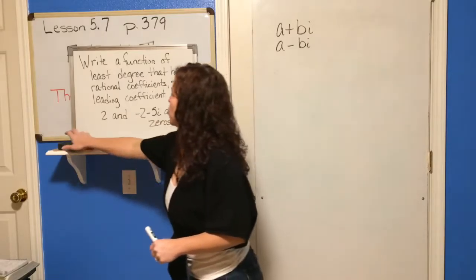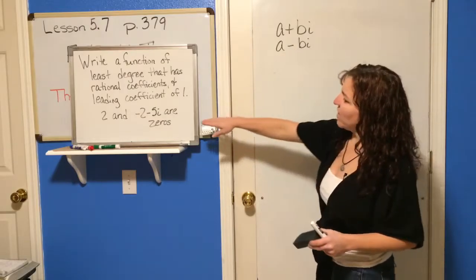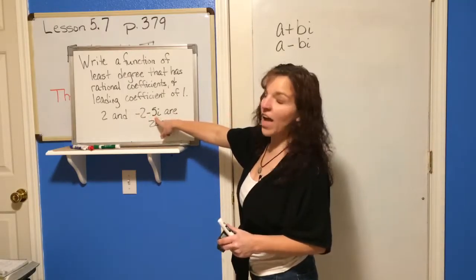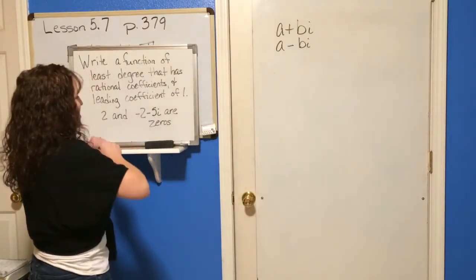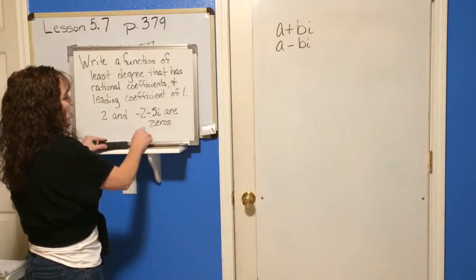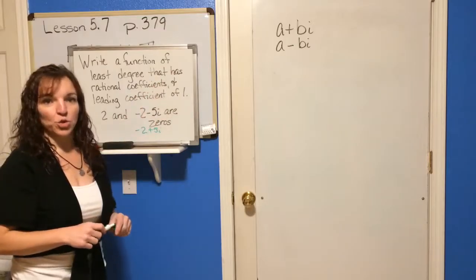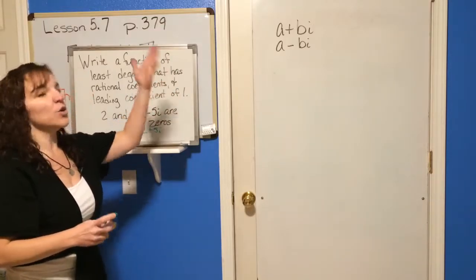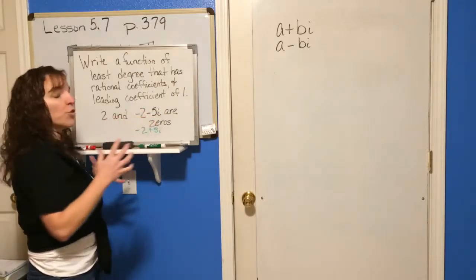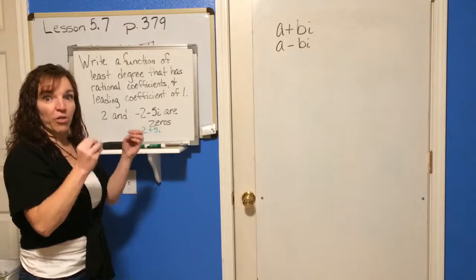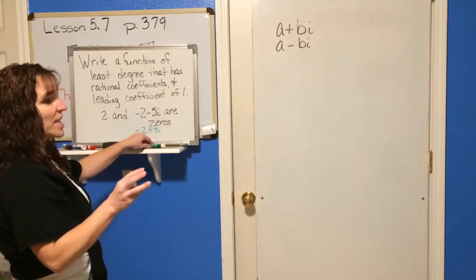So first of all, remember I've given you negative 2 minus 5i as one of the zeros. So you can automatically assume that negative 2 plus 5i also has to be a zero because of the rule I just told you. If you've got a plus bi, you also have to have a minus bi on your graph. So we've got 3 zeros here. 2 of them are imaginary, but we do have 3 zeros.